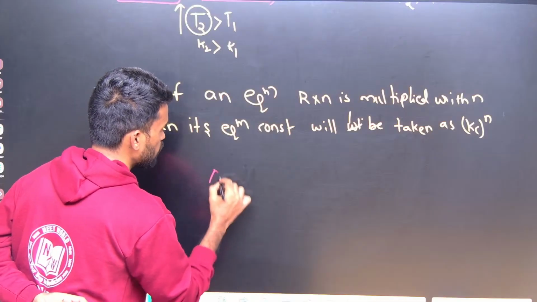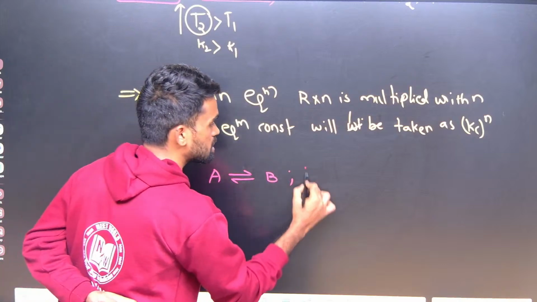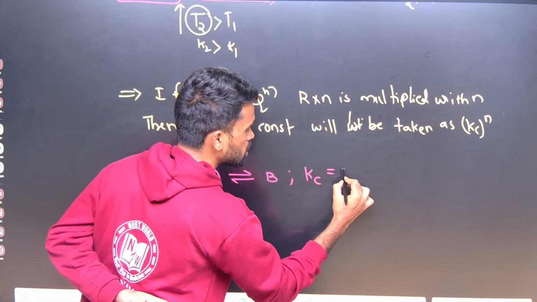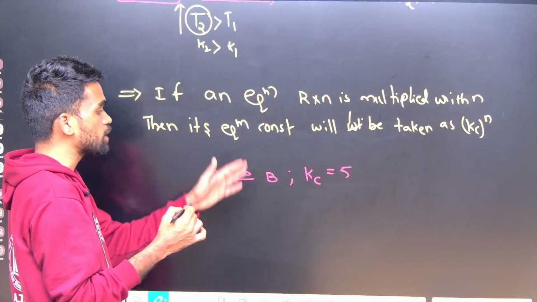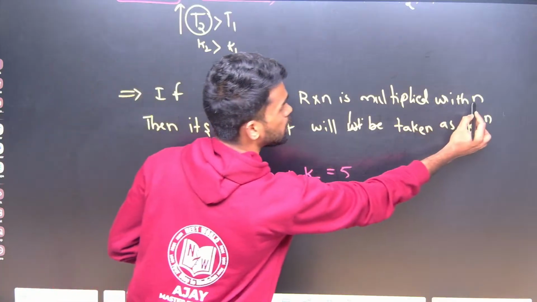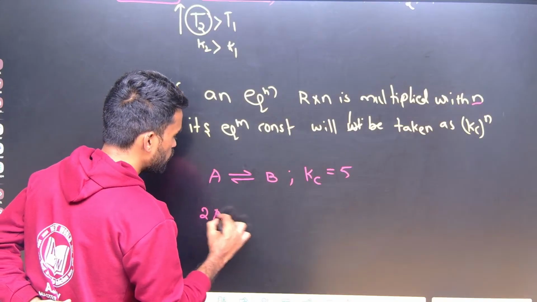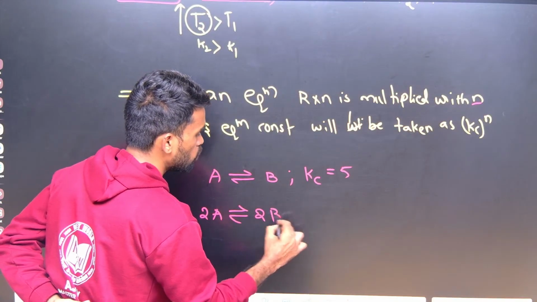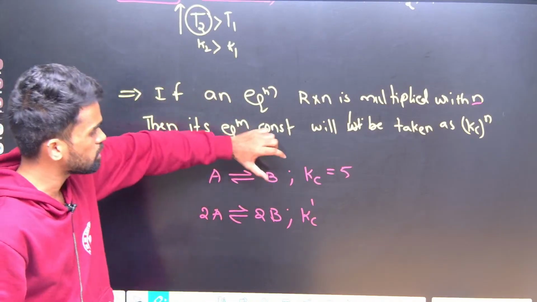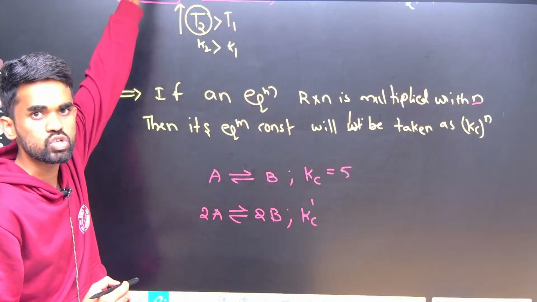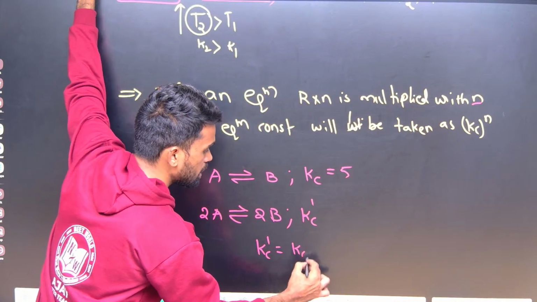So look at here, if A is in equilibrium with B, now for this particular reaction, equilibrium constant I am saying Kc, which is equals to something like 5. Okay, so now I am multiplying this equation with number 2, that is nothing but here multiplied with n I am saying now. So here n is nothing but 2, so 2A gives rise to 2B. Therefore now we will be having an equilibrium constant as Kc dash. So what is the relation between Kc and Kc dash? This is the question they are asking. So now Kc dash is nothing but Kc to the power 2.